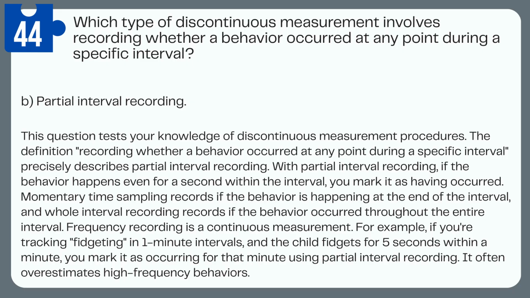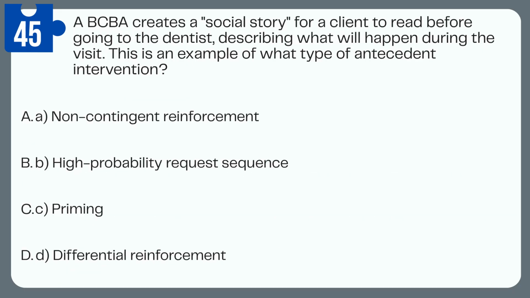Momentary time sampling records if the behavior is happening at the end of the interval, and whole interval recording records if the behavior occurred throughout the entire interval. Frequency recording is a continuous measurement. For example, if you're tracking fidgeting in 1-minute intervals, and the child fidgets for 5 seconds within a minute, you mark it as occurring for that minute using partial interval recording. It often overestimates high-frequency behaviors.